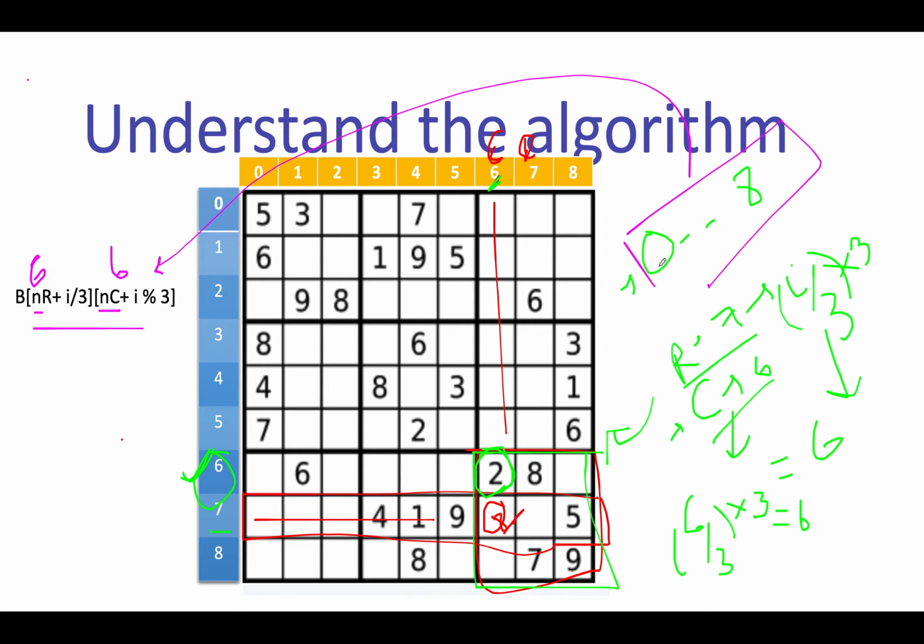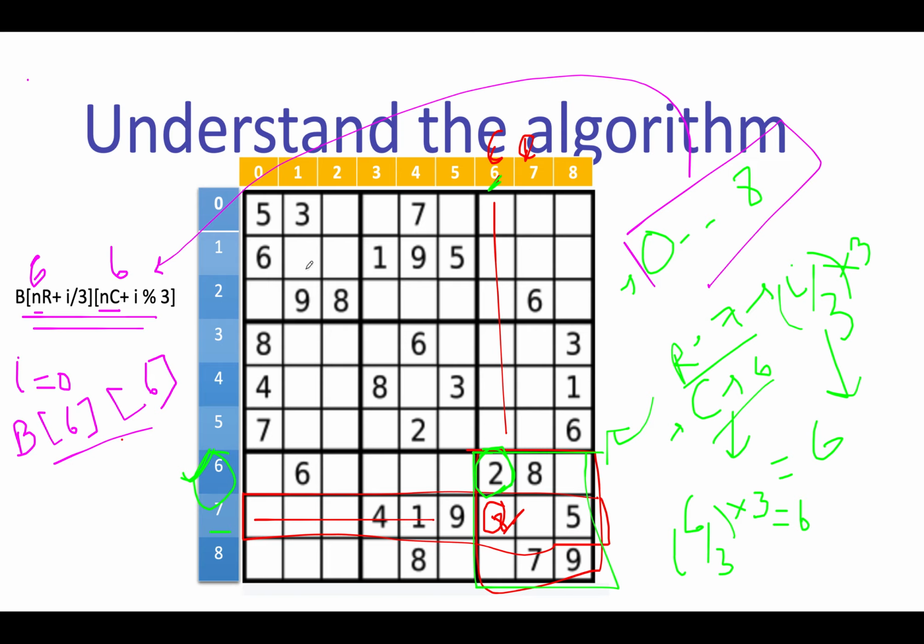Let's assume I equals 0. So when I equals 0, what will be the value of this particular block? It would be board of 6 plus 0 by 3, 0 by 3 is 0, and then 6 plus 0 modulus 3, it's again 0. So 6 by 6. We'll check whether the value at 6 by 6, which is 2, is equal to 8 or not. It's not equal, we'll move ahead.